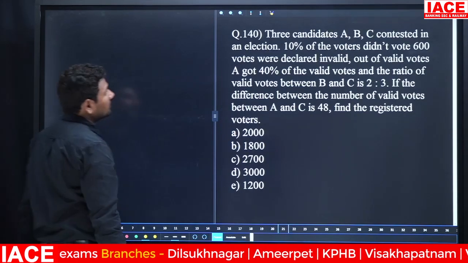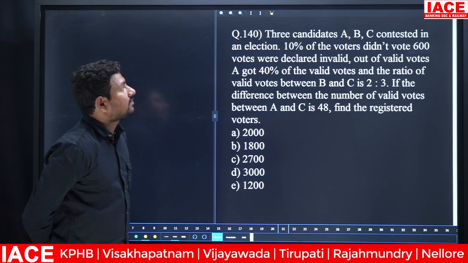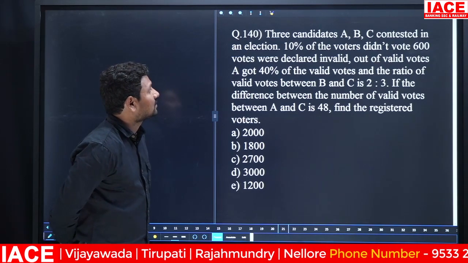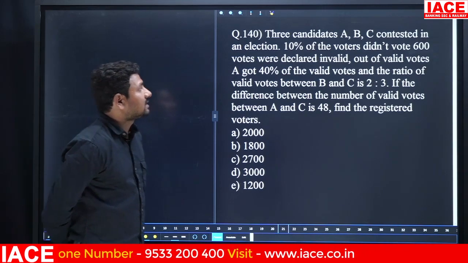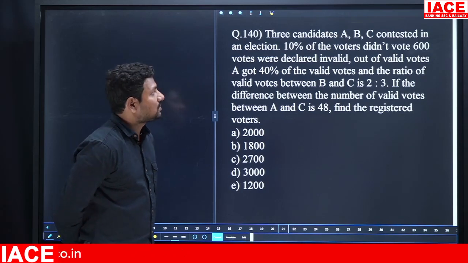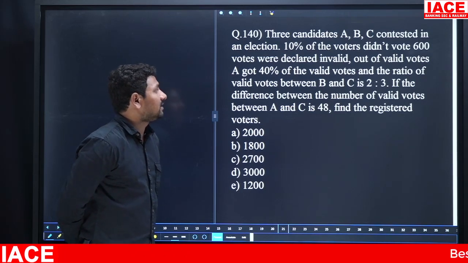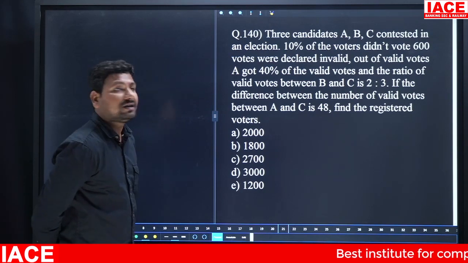Next. Three candidates A, B, C contested in an election. 10% of the voters did not vote. 600 votes were declared invalid. Out of valid votes, A got 40% of the valid votes and the ratio of the valid votes between B and C is 2:3. If the difference between the number of valid votes between A and C is 48, find the registered votes.